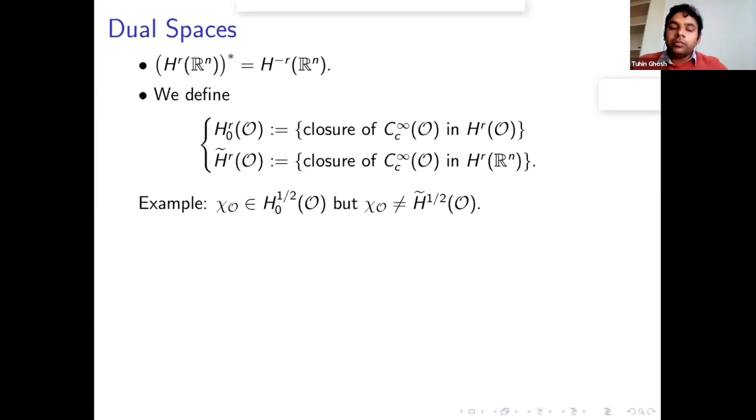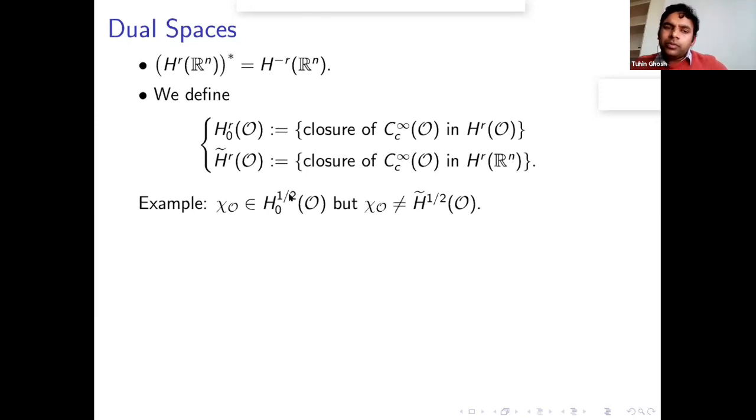One particular example that you can check, especially for smaller values of r: if you take r equal to half, the characteristic function defined on this omega belongs to H^{1/2}_0, but it does not belong to H^{1/2} tilde.